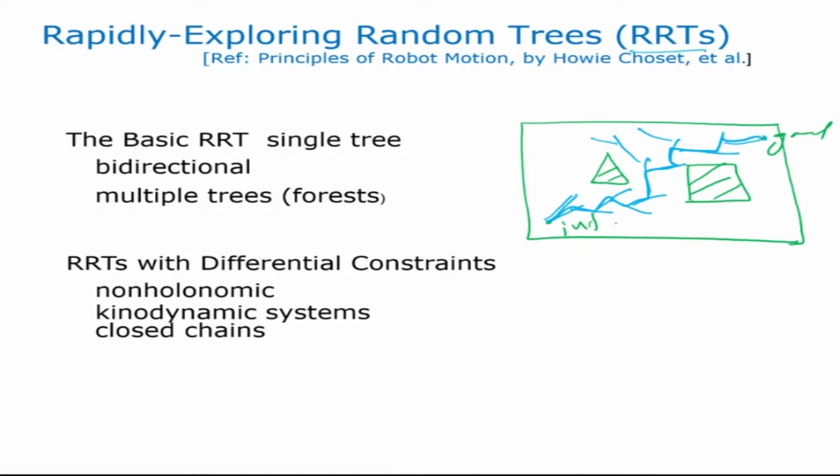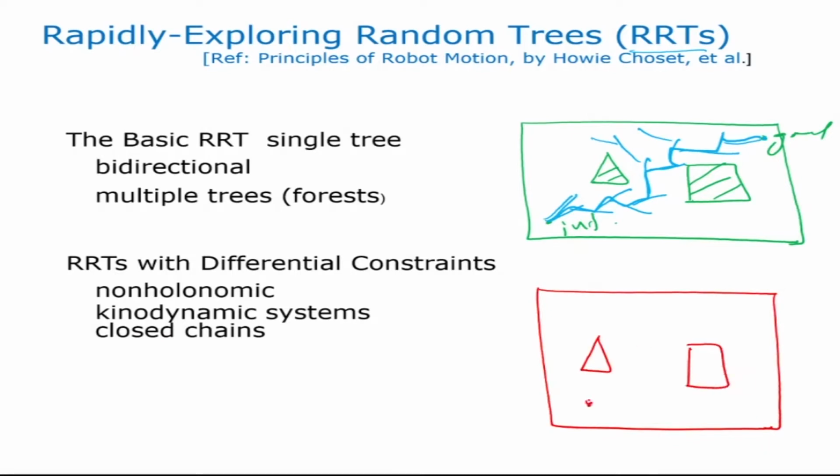Now you can also grow the trees in two directions. For example, if you have a workspace with an obstacle here, and this is my initial point and that's my goal point, in this case we are growing the tree in two different directions. One tree is going from here, with branches like this, and from the other direction another tree is coming. If they meet somewhere in between, then we know that there is a path.